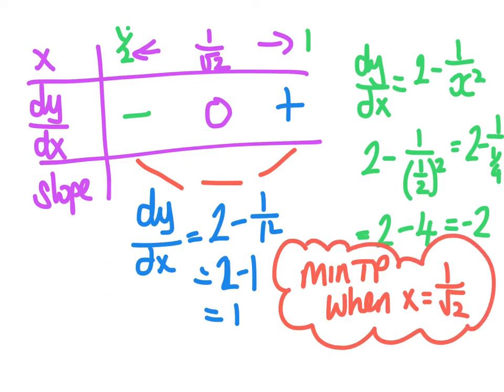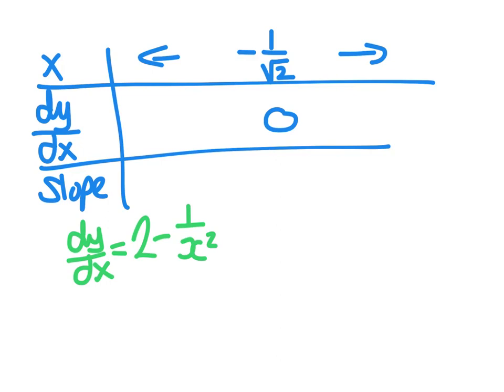Now I need a nature table for the second point. So, same as before, I've got x, I've got dy by dx, and I've got the slope. The stationary point I'm looking at is negative 1 over root 2. I know that at that exact point I have a gradient of 0. A little bit less than that, I'm going to use minus 1. 1 over root 2, by the way, is approximately 0.7. So negative 0.7, a little bit lower than that is going to be negative 1. A little bit bigger than that is going to be negative a half.